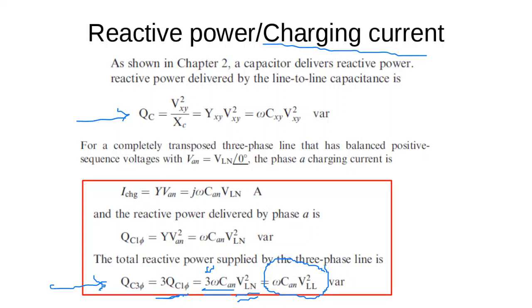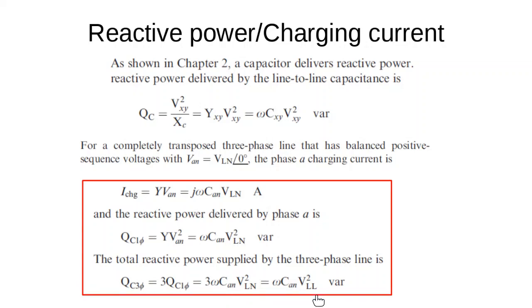Okay. So therefore, the 3 over 3 will cancel. So therefore, we can have line to line. Okay, line to line. So please remember these 3 for 3 phase.